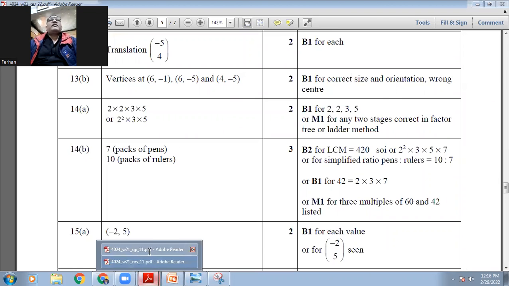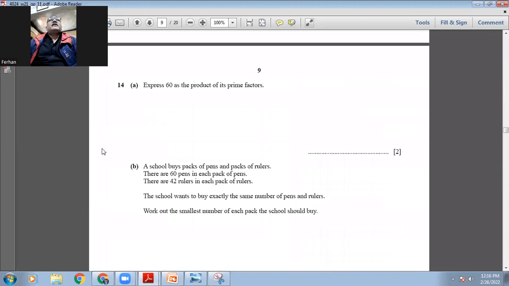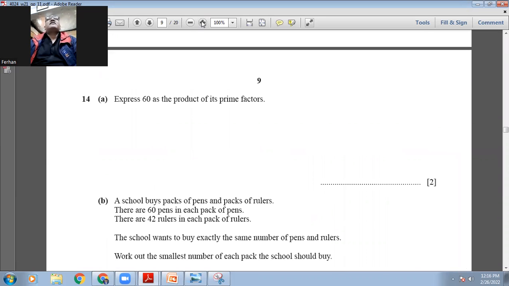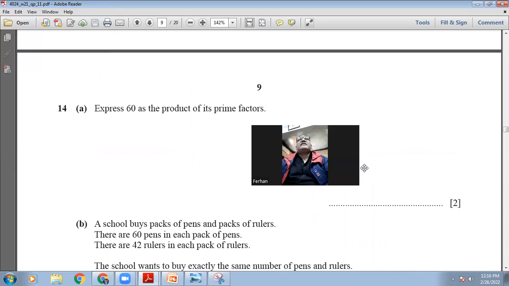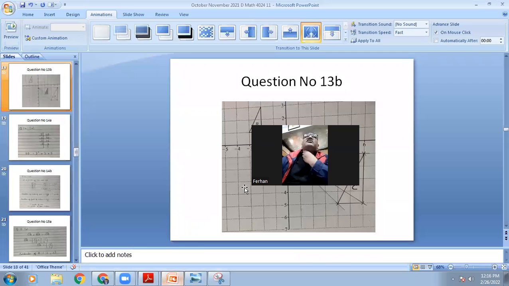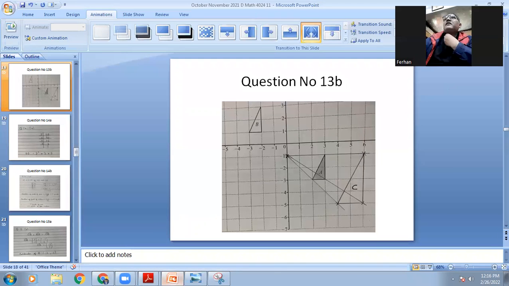Question number 14. It says express 60 as the product of its prime factors. So we have to express 60 as the product of its prime factors. That's a 2-mark question, a very famous and easy concept. And let me show you how this is done. And here we go.